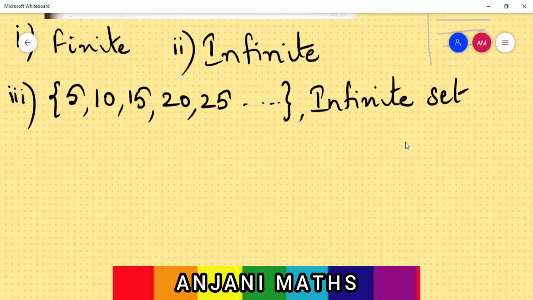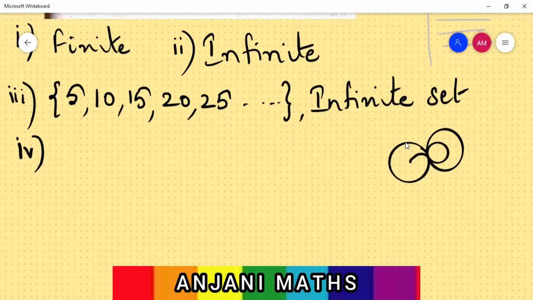What's the fourth one? Set of even prime numbers. No. What's the next one? Set of circles passing through origin. Let it be the point origin. It is passing through origin. We have another circle, and another circle. Similarly, how many circles will we have? Infinite circles. So what's the answer? Infinite set.